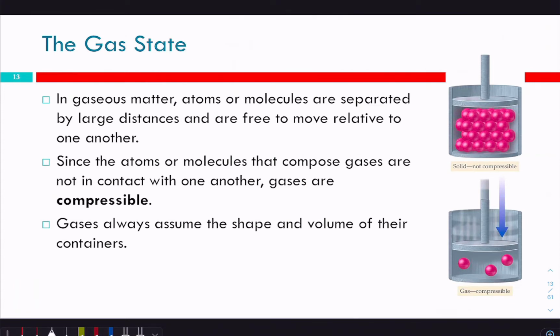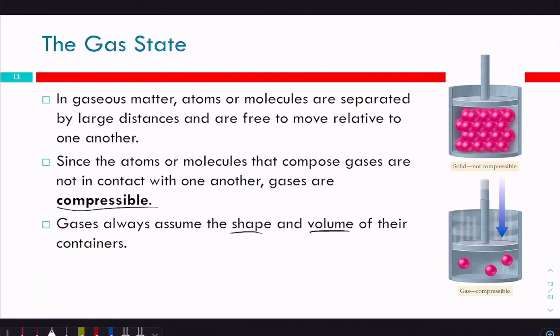Since the atoms and molecules that compose gases are not in contact with each other, they are compressible. So you could take all those people and herd them back together into one area, and as soon as you remove the barrier, they'd spread out again. Gases will do the same thing. This is why you can get high pressures in a car or a bike tire. We're compressing those gases into a smaller space. And gases always assume the shape and volume of their containers.